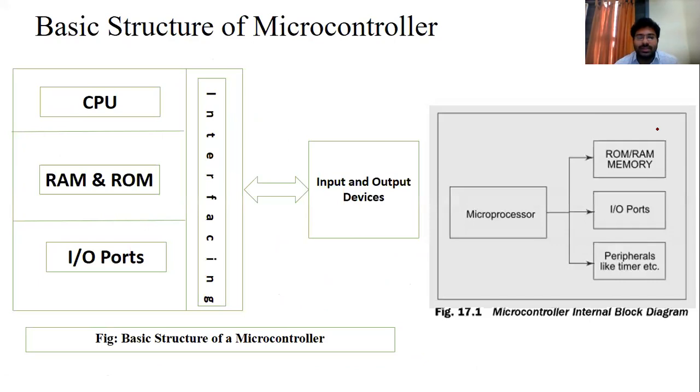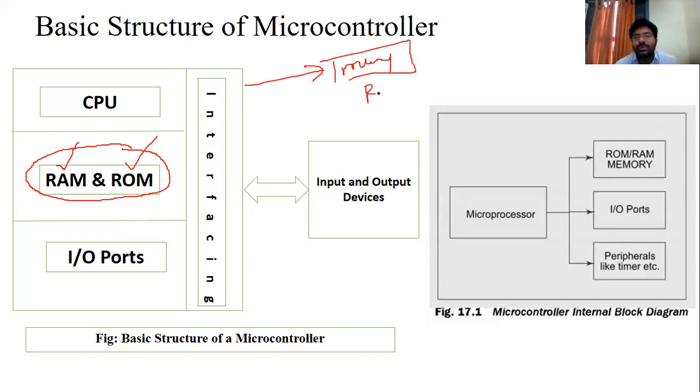In the microcontroller's basic structure, there is an internal, inbuilt on-chip memory of RAM as well as ROM. But in a microprocessor, we connect outside memory, that may be RAM and ROM. Here, within the chip, some amount of memory is available. At the same time, if you want, you can also connect another external memory.